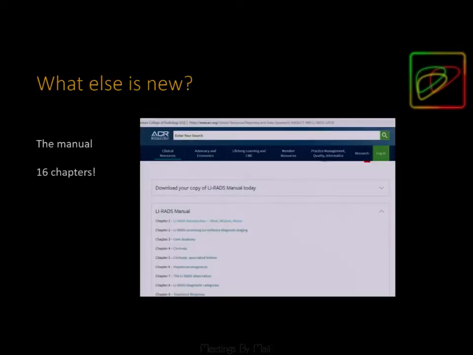We have a manual. If you have not gone to the website and looked at this, I strongly urge you to do so. It is an unabridged Bible of HCC imaging. It is 16 chapters long, and it covers everything that you possibly want to know about HCC. It is a very valuable resource, and it is entirely free. So please take a look and advise your residents, fellows, and trainees to take a look as well.